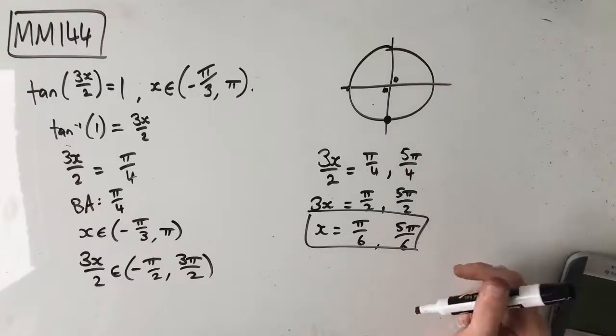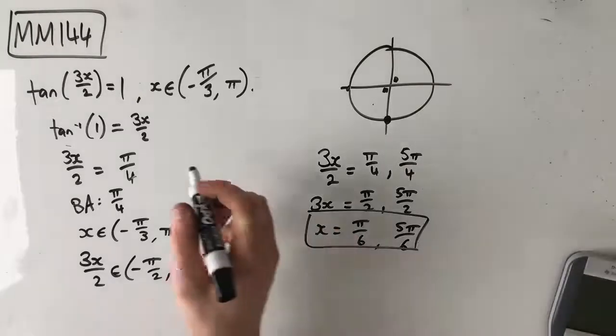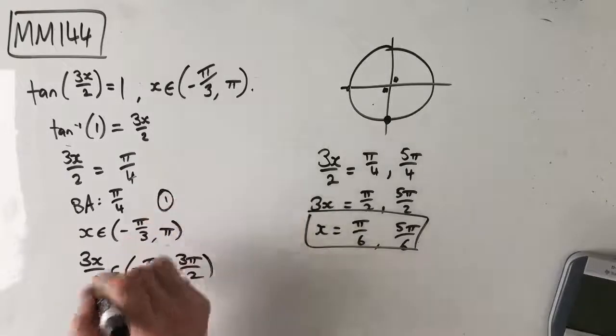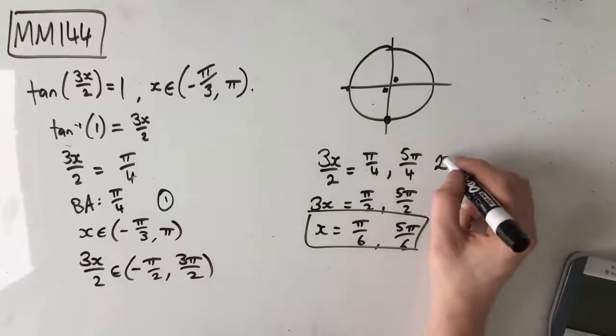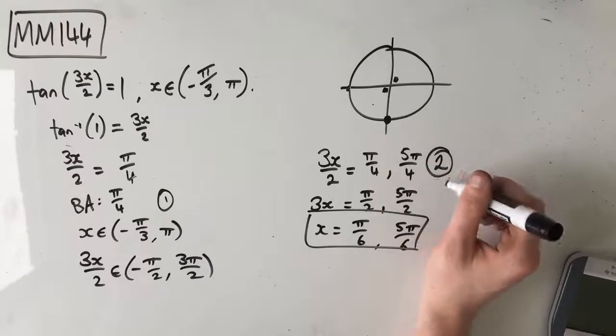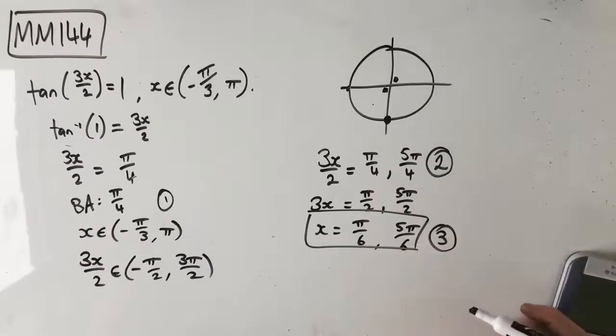Our first mark comes by recognizing that our base angle is π/4, so this bit here. Our second mark comes when we recognize that 3x/2 is equal to these things here, and our third mark comes when we actually get our values for x.